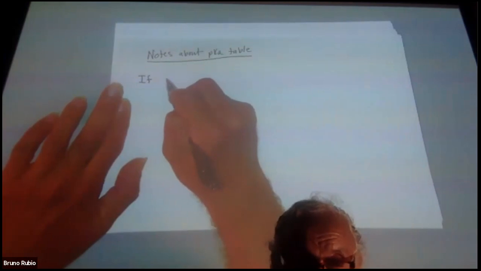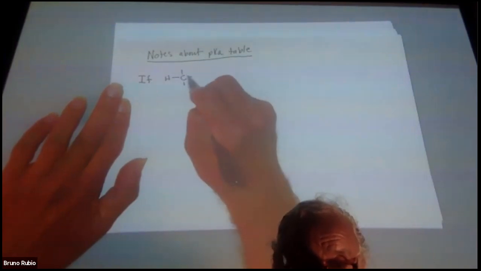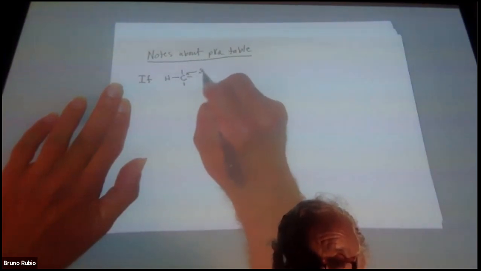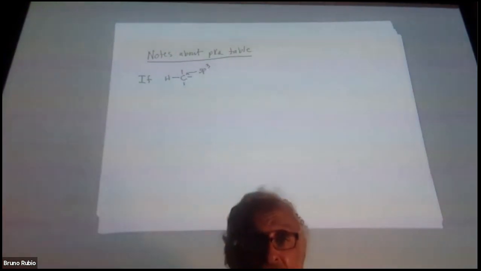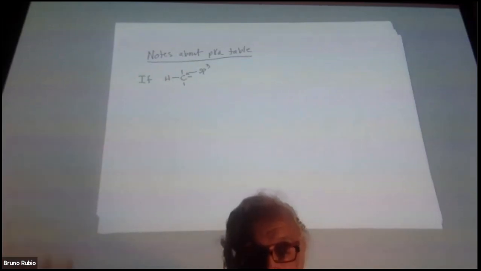If the proton is bonded to a carbon atom, and this carbon atom is sp3 hybridized, we're going to find several entries in that table where we have a proton bonded to a carbon that is sp3 hybridized. There are a lot of entries where this happens on that table, so we have to make sure that we're using the right number for the right situation.